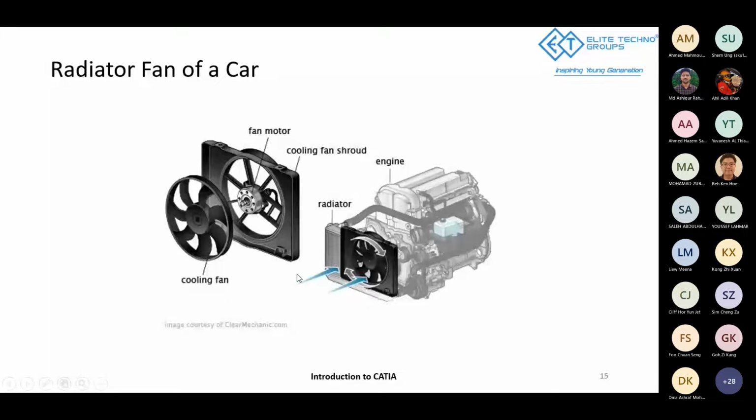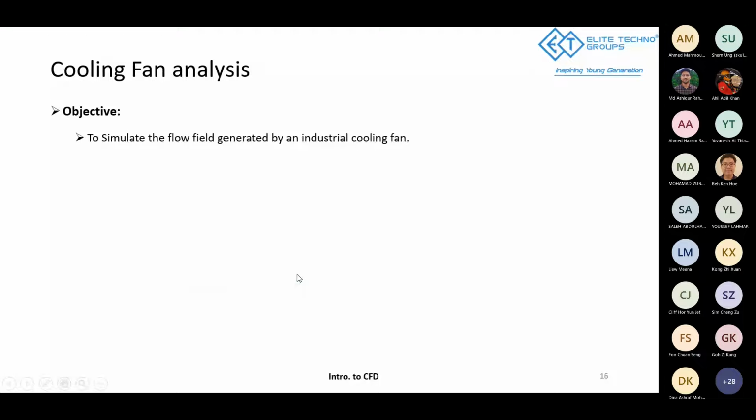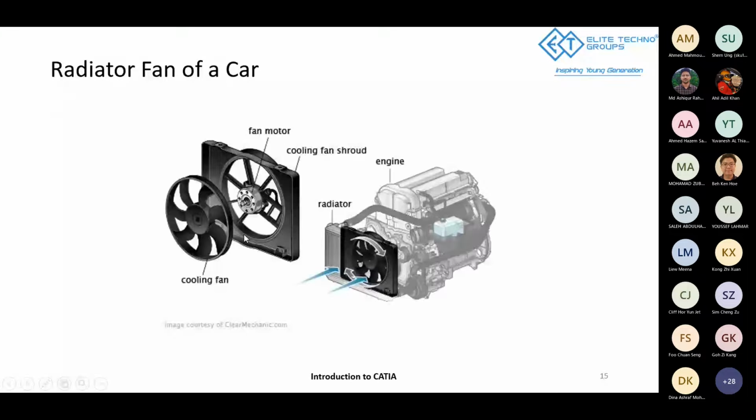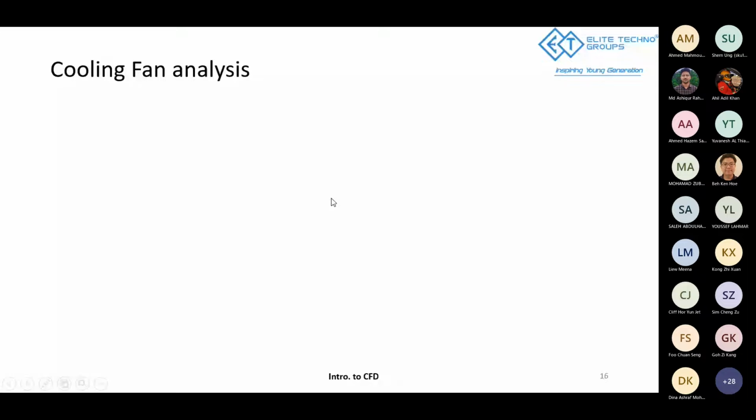Now, for a fan analysis, our objective is to simulate the flow field generated by an industrial cooling fan. So we are going to only focus on the fan part of it, and not the shroud, motor, and all the other parts. For this particular part, we're going to generate a domain. As this is an external flow simulation, we are going to generate a box around it, which constrains this fan and defines a domain through which it's going to rotate. Based on that, we are going to simulate it and see how the flow field is generated.